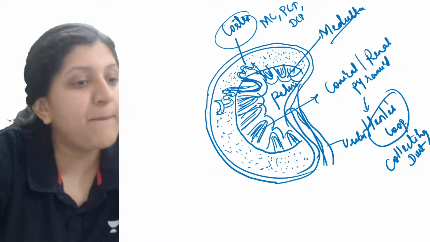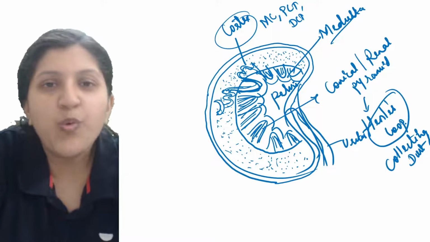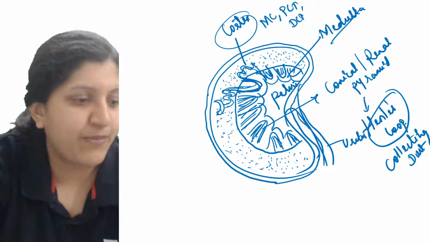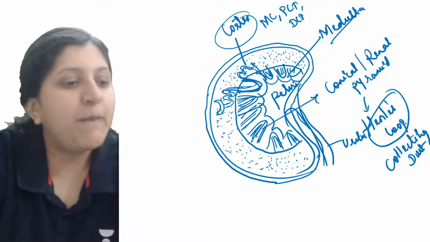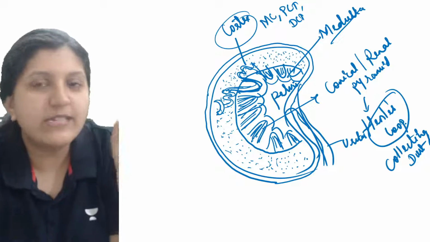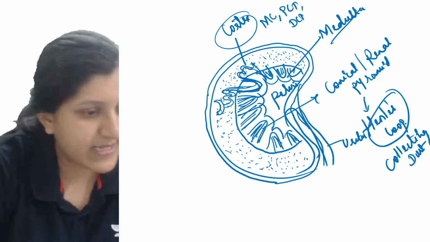Impulse is basically a message from the brain. Once the message is sent from the brain, upon that message only the sphincter muscle is going to relax.